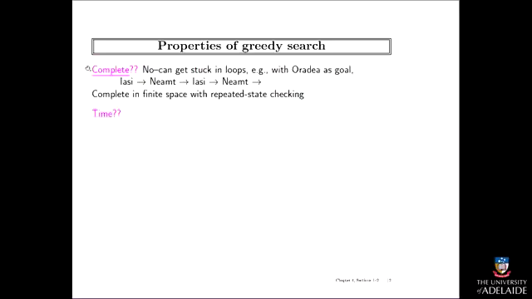Okay, so that's written down there for you. It can get stuck in these loops. So if Oradea is the goal, then we go from Iasi to Neamt, and so on, and we carry on. So we'd need something there to check, would we be going back to a previously visited state? It's still order b to the m, where m is the maximum distance, but it is potentially a big improvement over other search algorithms, depending on how good our heuristic is.